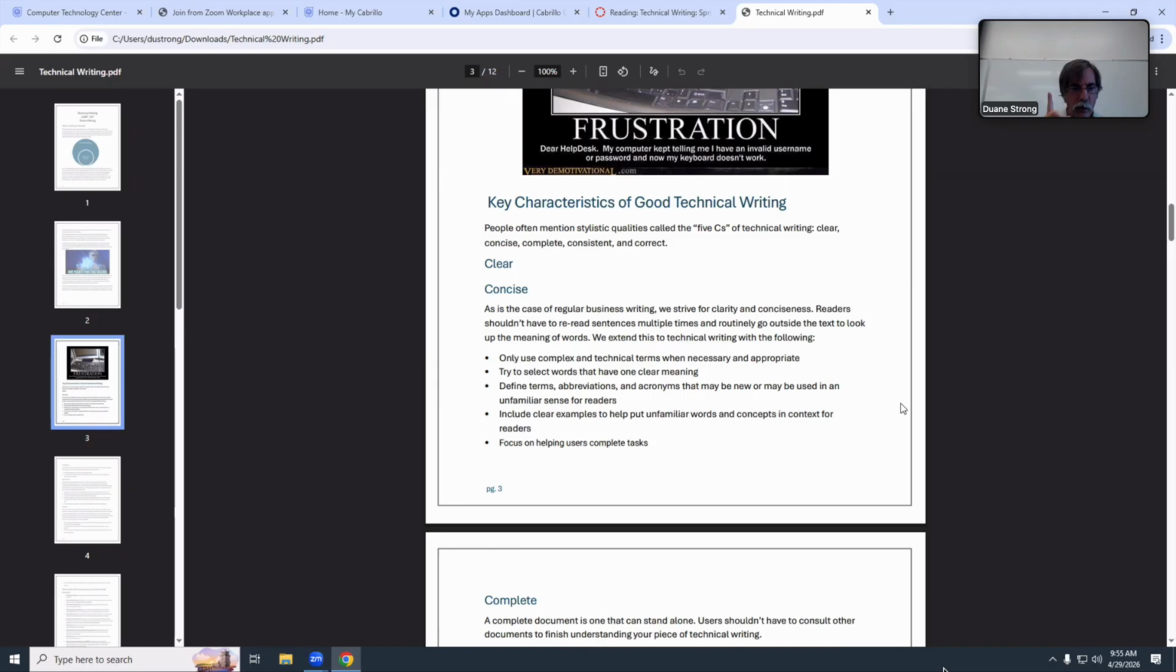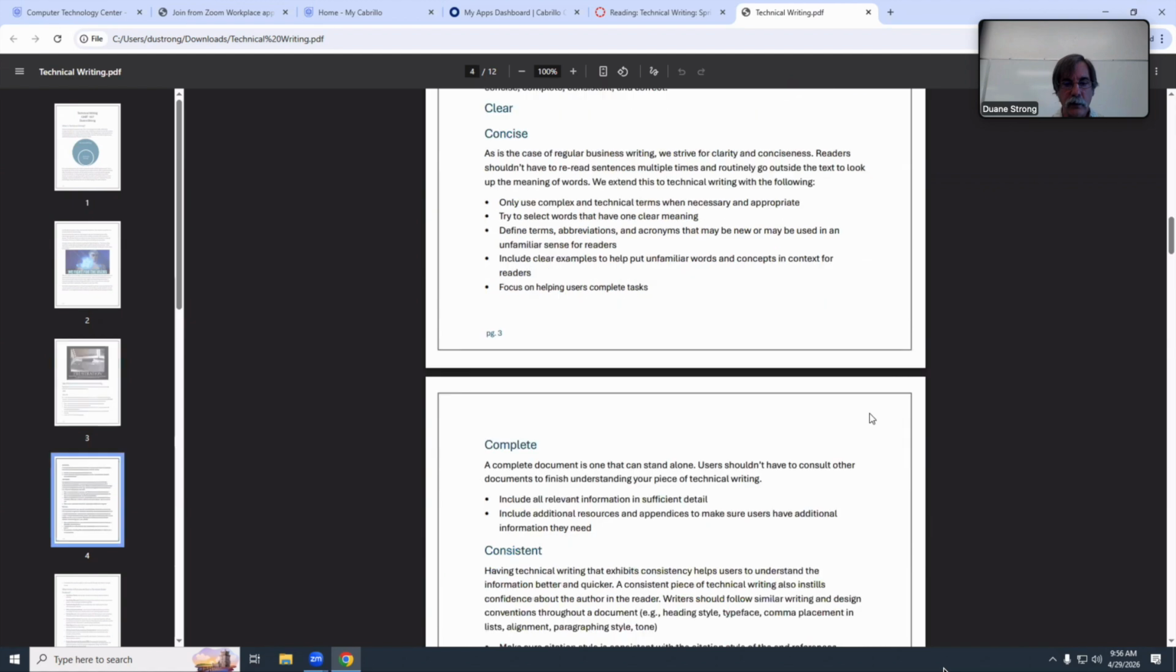Try to select words that have one clear meaning. One of the biggest problems with technical writing is you can use words that can have multiple meanings and then people get confused. Define terms, abbreviations, acronyms that may be new or maybe used in a different way than they're familiar with. Include clear examples to help put unfamiliar words and concepts in context for readers. Focus on helping users complete tasks. Again, you are fighting for the user. You're their advocate. So that's the clear and concise part.